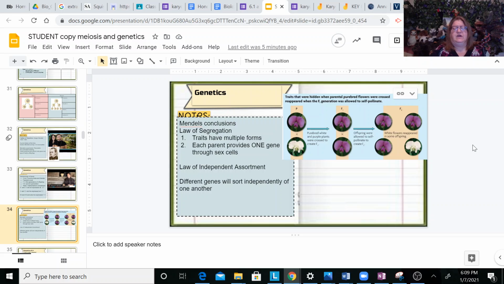The other law he found was the law of independent assortment. Now we'll talk about that a little bit next week, but basically it's this idea that if they're on different chromosomes, different genes are going to sort independently of one another. So if you have type A blood, that does not affect whether or not you're going to get brown eyes from your mom or dad. So those genes, different genes, as long as they're on different chromosomes, they sort independently.